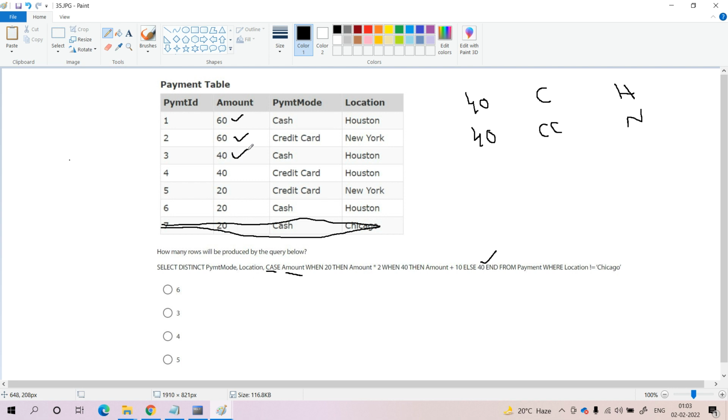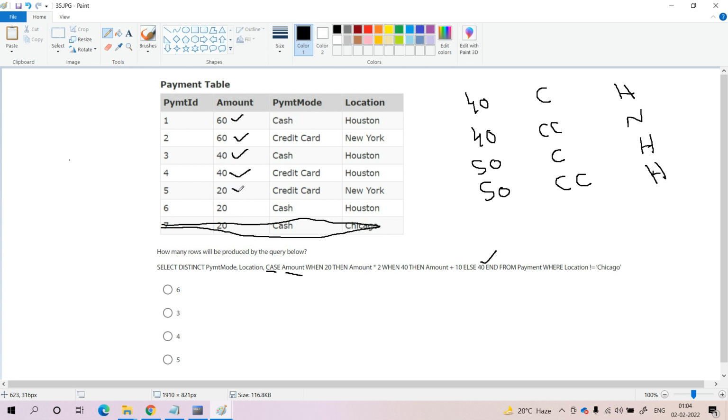If the amount is 40, then what we need to do? We need to add 10. So 40 plus 10, it will become 50, and here the payment mode is cash and the location is Austin. So please remember it. Here we are adding 10 because whenever the amount is equivalent to 40, we need to add 10. Now the next row. The amount is 40, so we need to add 10. So it will become 50, and the payment mode is credit card and the location is Houston.